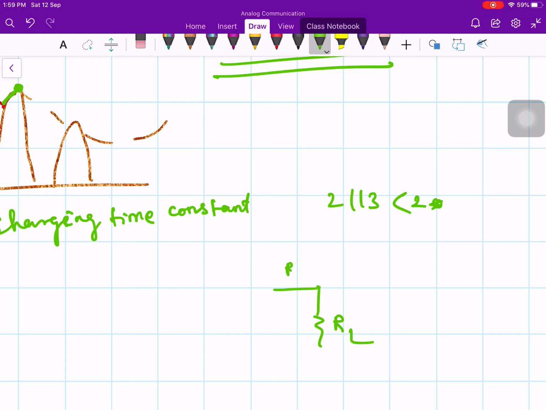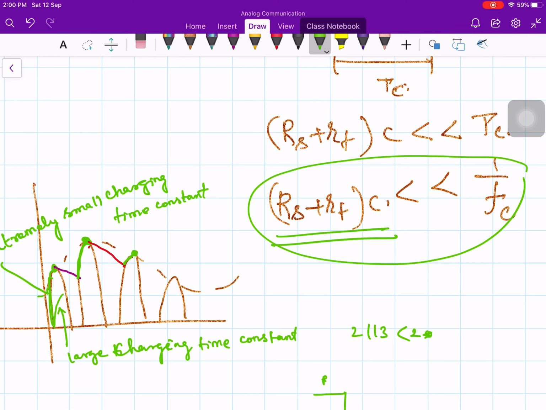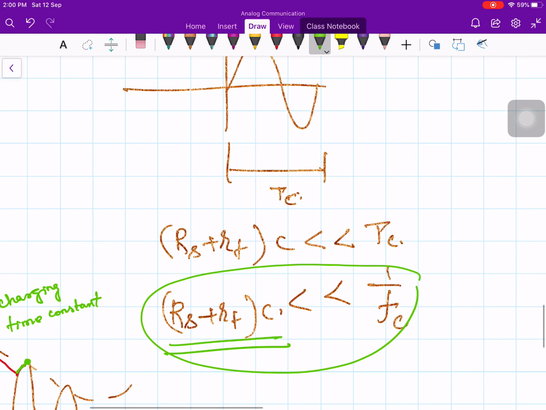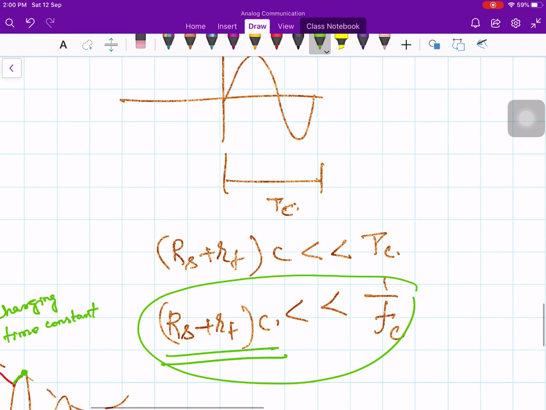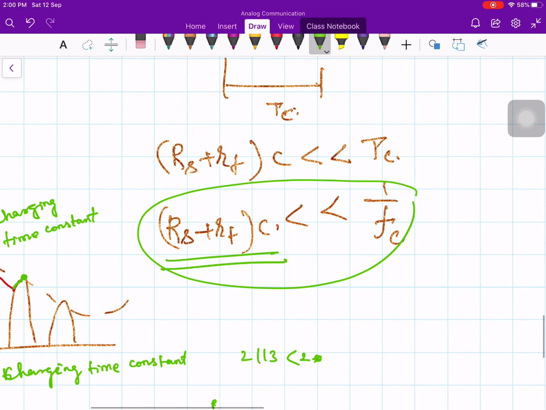So the point is that for the charging time constant, this is the condition that you should have. What is 1 by Fc? 1 by Fc is the time period of the carrier wave, which is shown here. So it should be much smaller than 1 by Fc, so that the capacitor immediately charges the moment the diode starts to conduct. So it follows the half cycle of the carrier wave as it comes without any delay. So this is the first condition.